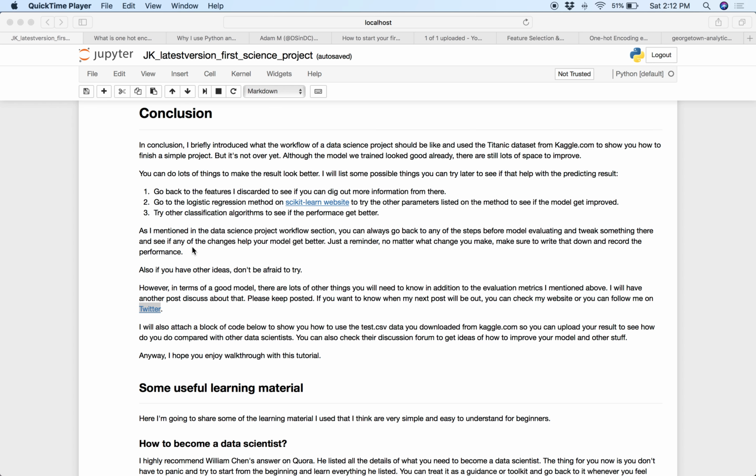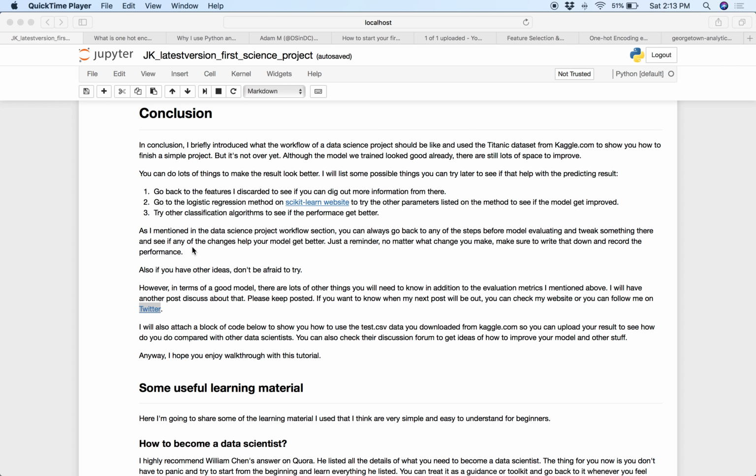So this walkthrough was intended for beginners to walk them through their first data science project, and that's what we did. We used the Titanic Kaggle dataset, which is a clean data set. However, data scientists' work is never done.